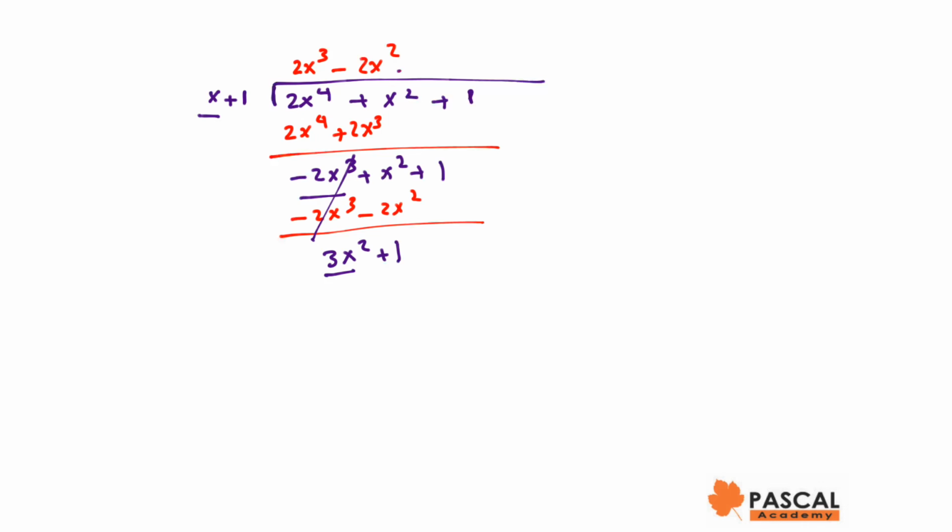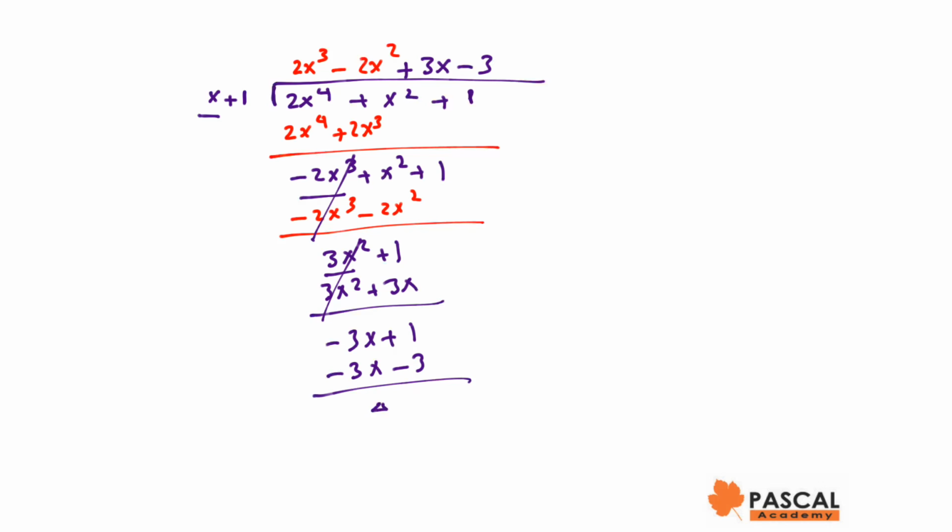3x^2 divided by x is 3x. We multiply 3x by the divisor and get 3x^2 plus 3x. Subtract again: minus 3x plus 1. Minus 3x divided by x is minus 3. Minus 3x minus 3. Subtract. The remainder is 4.